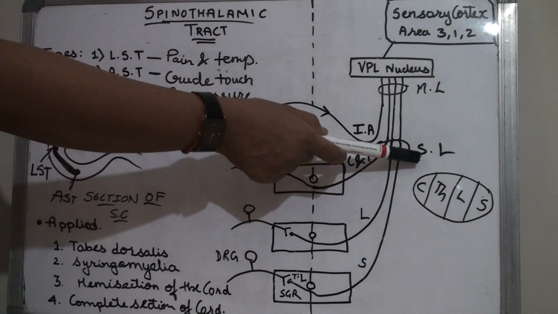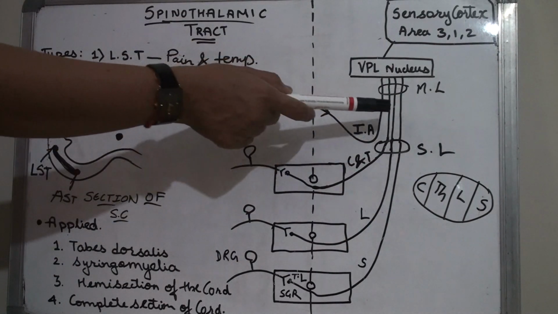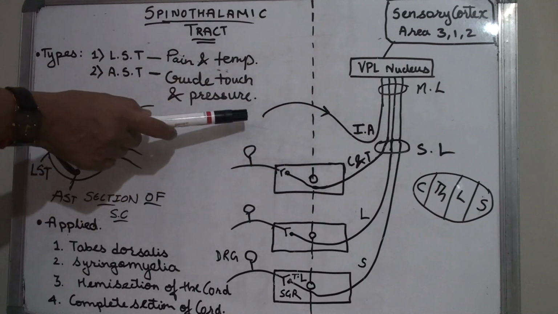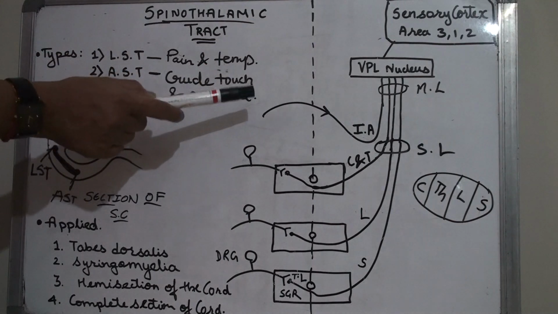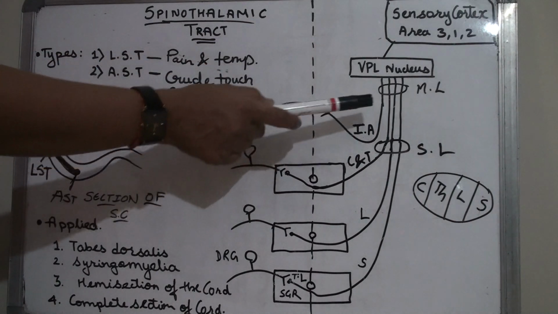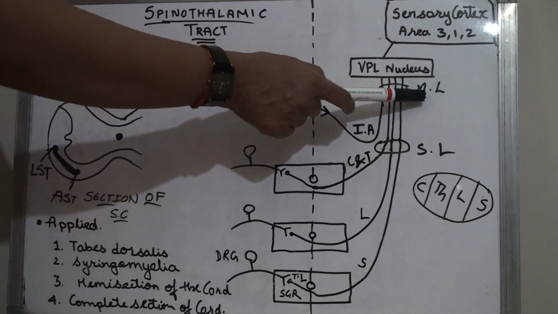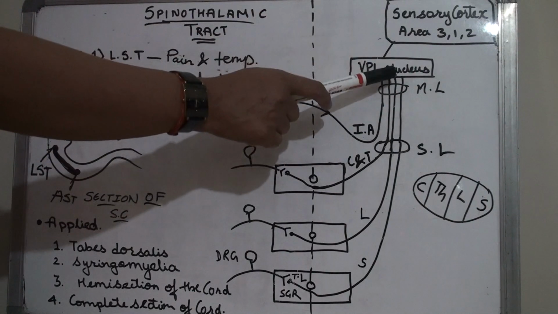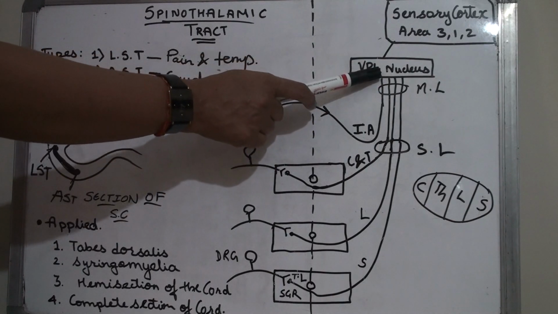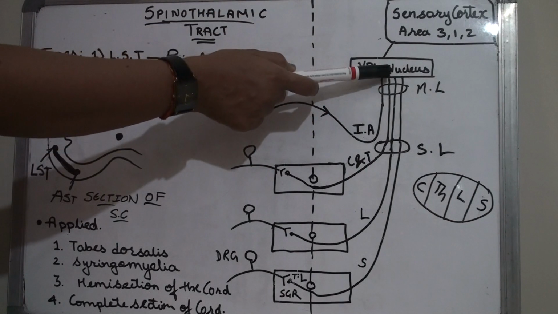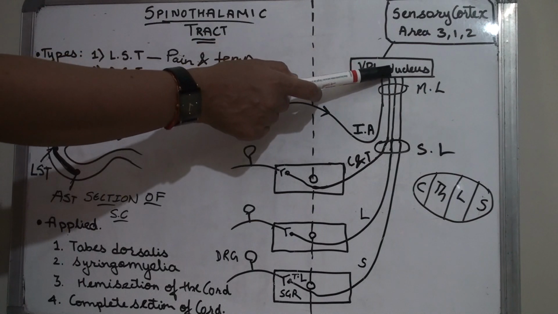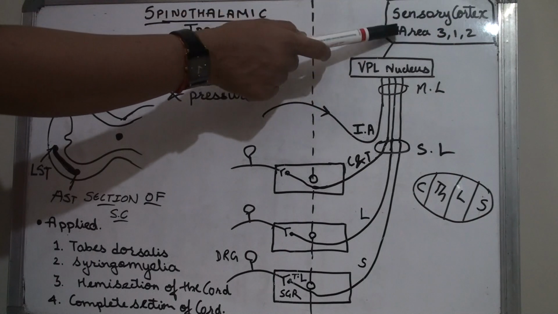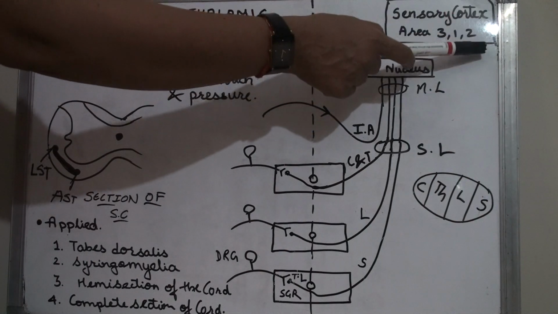The spinal lemniscus, as it ascends upward, is joined by the internal arcuate fibers, which are formed by the dorsal column tracts and are coming from the opposite side. Together these two form the medial lemniscus, which further ascends upwards and synapses with the postero-ventral nucleus of the thalamus. Now fibers from here form the third order of neuron and pass via the internal capsule to the sensory cortex, the area number 3, 1 and 2.